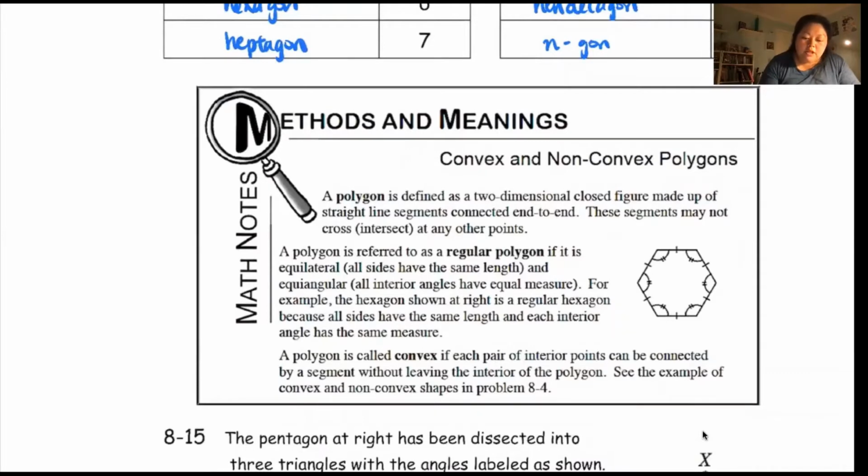And then we just go into this idea of reminding you that a polygon is a two-dimensional closed figure made of straight line segments connecting end to end, right? So a polygon has to be a closed figure and straight line segments, okay? And a regular polygon is equilateral and equiangular, meaning all sides are the same and all angles are the same. So this shape right here is a regular hexagon.